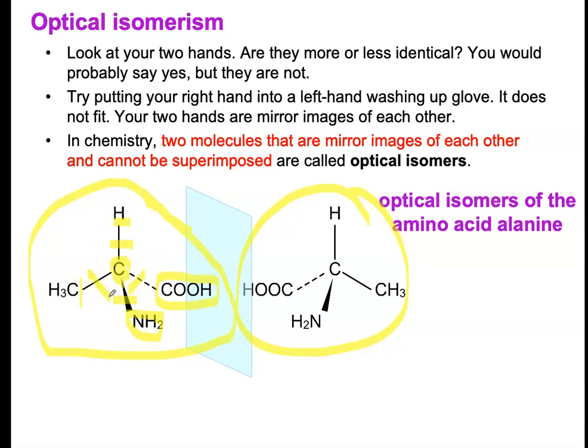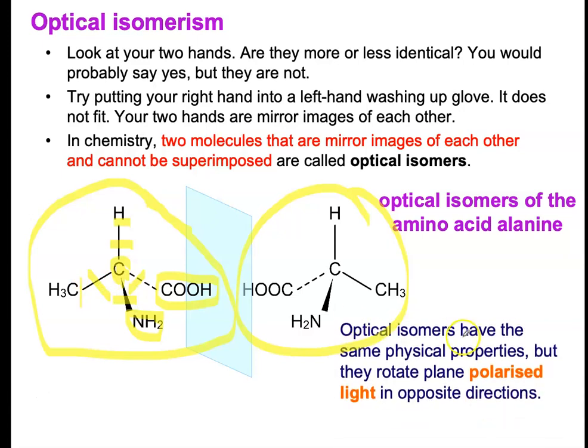So hopefully that is straightforward. Optical isomers have the same physical properties, and the way we test it is we shine plane polarized light through it, and we will look at this later on. It will rotate light in opposite directions. The practical side of this is normally done in the lab, so when we're in the lab next time, we can have a look at this.